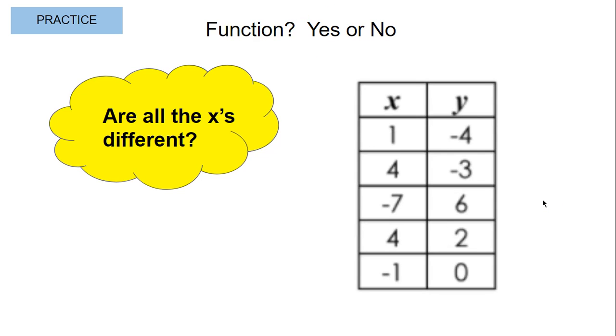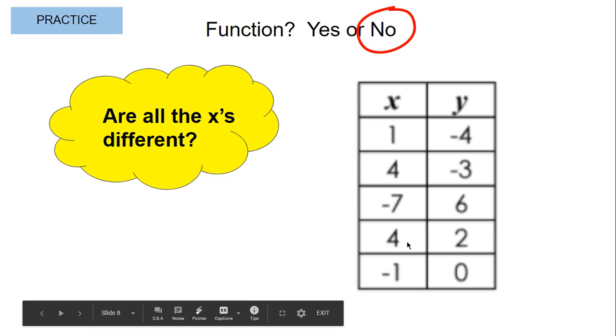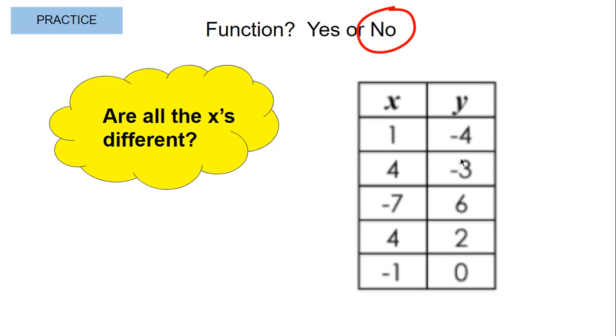Let's practice. Is this a function, yes or no? Ask yourself, are all the x's different? The answer is no. The x's are 1, 4, -7, 4, -1. The 4's repeat. So no, this is not a function.